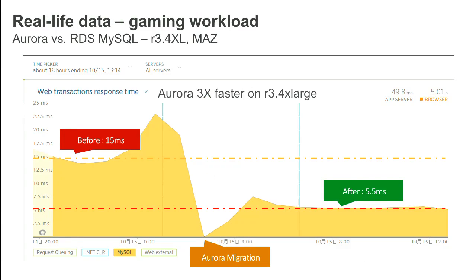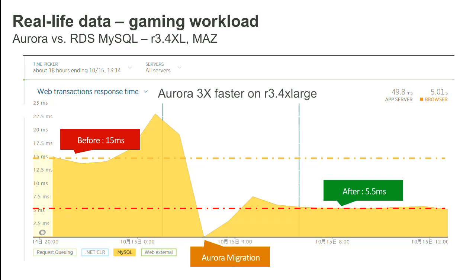There's a customer that reported web transaction response time. So this is kind of an aggregate response time. This is not a breakdown of the amount of time spent in Aurora, but they had this very clear pattern that after their Aurora migration, their response time dropped from 15 milliseconds to about 5 milliseconds. It's hard to say exactly which part of it is ascribed to Aurora, but this is an interesting overall, end application response data point that we got.